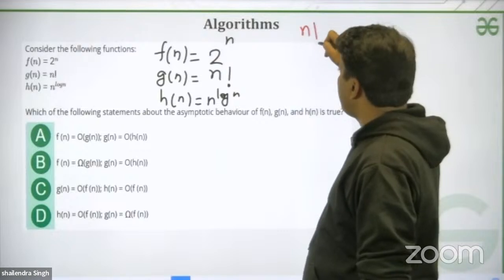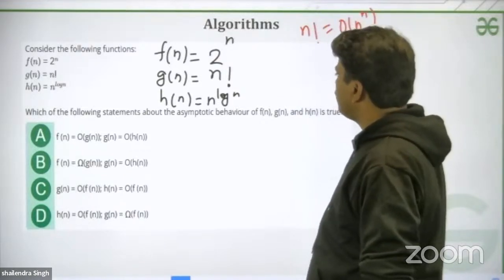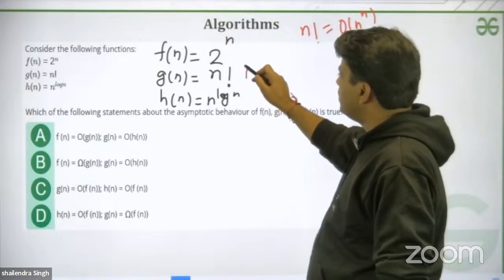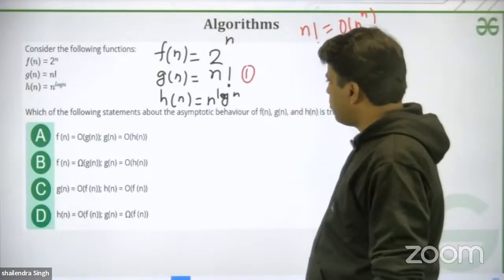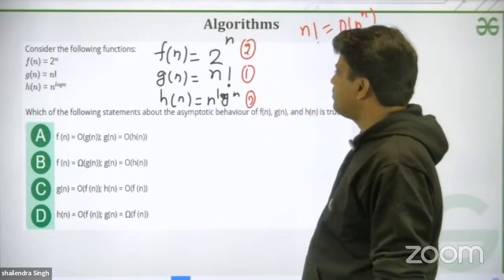Dear student, factorial n equals order of n to the power n. This is how it is bounded. So which one is the largest? Sir, this one is the largest. This one ranks first, the biggest function is this. Then at rank 2 is this, then at 3 is this. So what is the largest function?